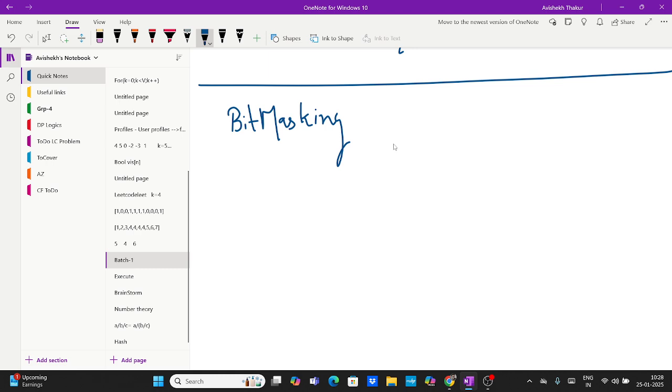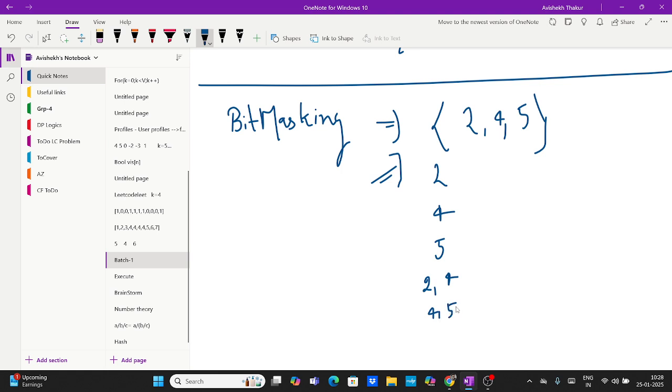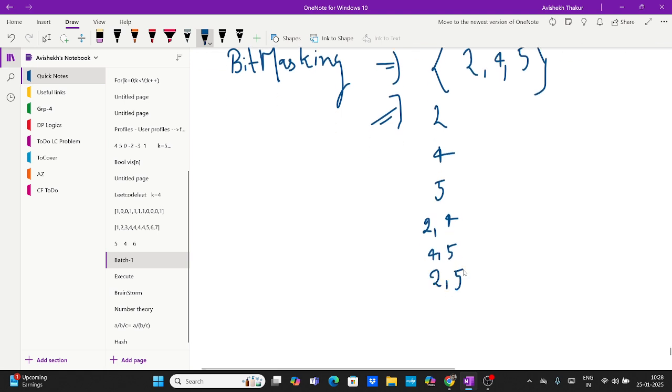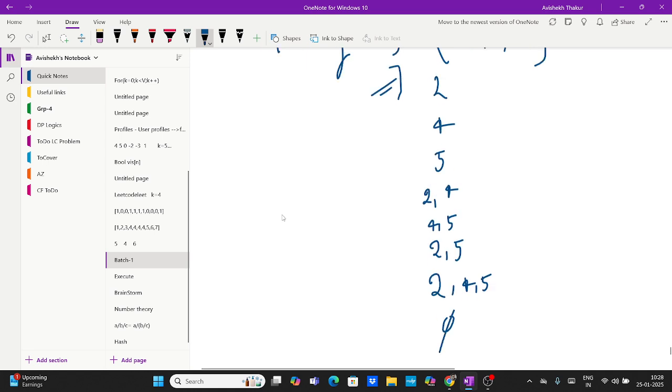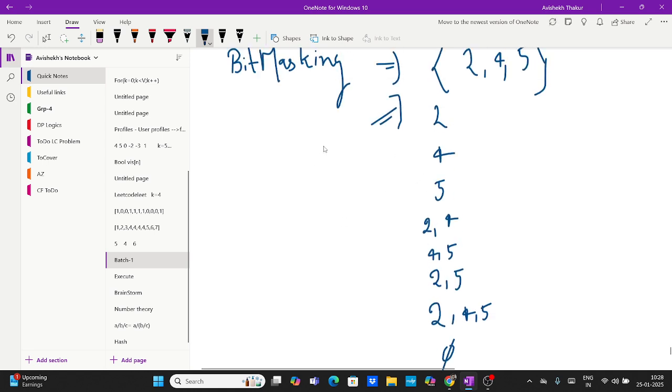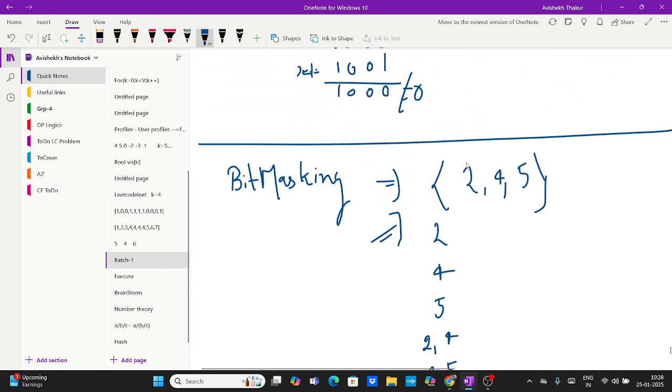Okay. Let's talk about a very famous thing, which is, let's say you are given some numbers 2, 4, 5. Okay. How many of you can find all the subsets of this? So, what are the subsets? Subsets are what? 2, 4, 5, 2, 4, 4, 5, 2, 4, 5. Yeah. Right? Given an array of length n, then how many subsets are possible?